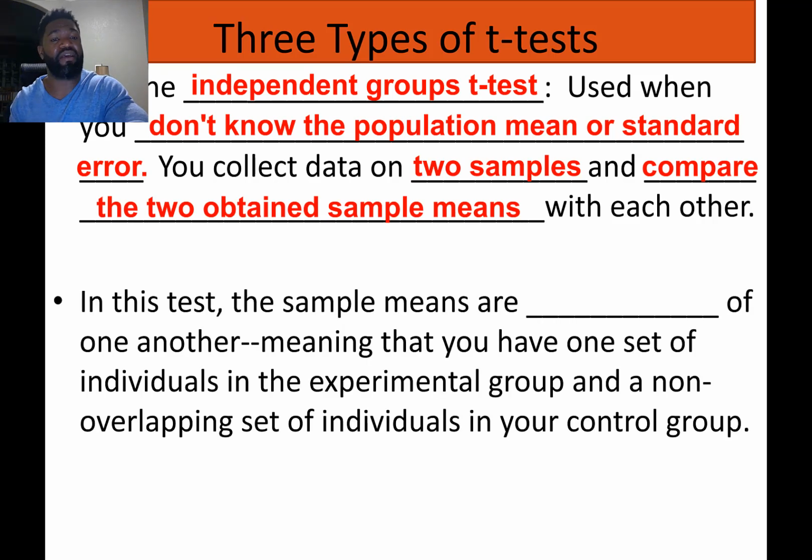And so again, in this test, the sample means are independent of one another. That's the magic word there. And this means that you have one set of individuals in like an experimental group, and you have another set of individuals who are completely different and non-overlapping and not related in a control group. So you have these two groups that are not related to one another, and you get the means, and you want to compare those two means to one another when you're doing an independent groups t-test, or you might see it called an independent samples t-test, but it's the same thing.